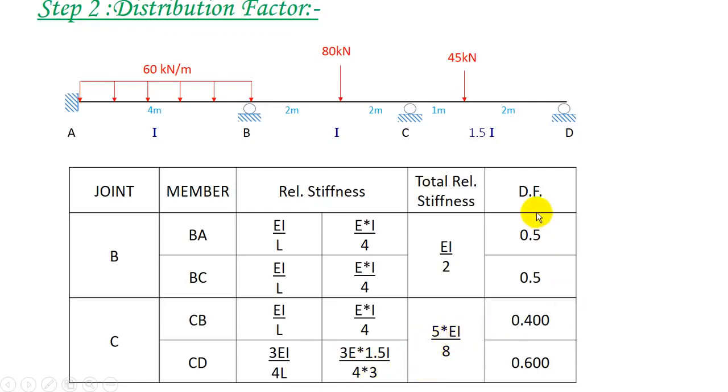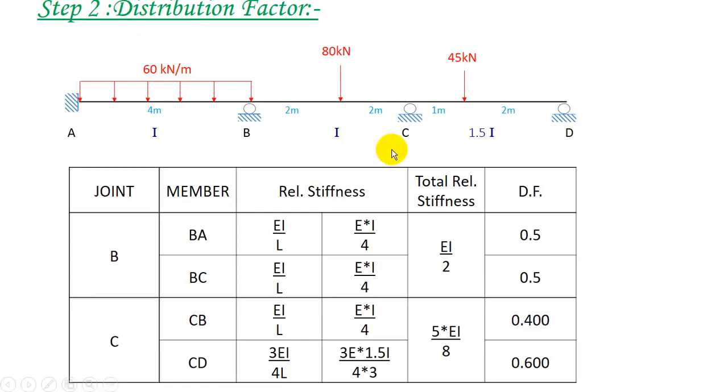Now the distribution factor, that is what we have to find, is equal to relative stiffness divided by total relative stiffness. For BA, if I divide this by this, I get 0.5. If I divide this by this, I get 0.5 again for BC. For CB it is 0.4, and for CD it is 0.6. Okay, so our step 2 is done. Step 2, distribution factor, is over.